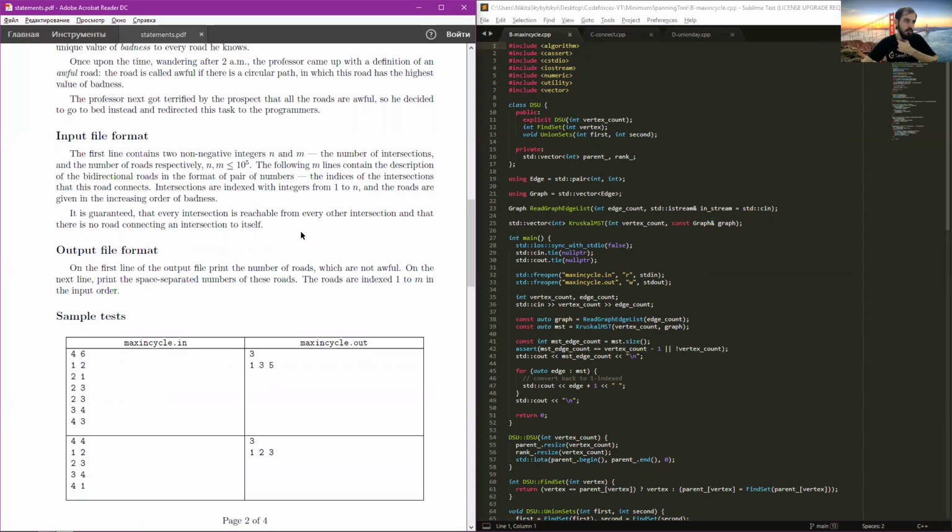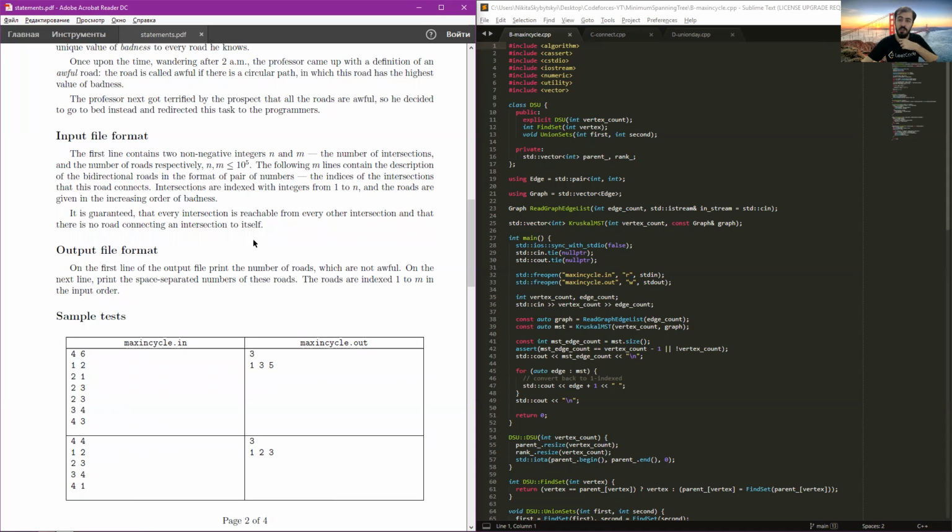And we want to find all roads. Yeah, it's a road network, and we want to find all roads such that there is no cycle in which they are maximal, and it's another way to describe MST.